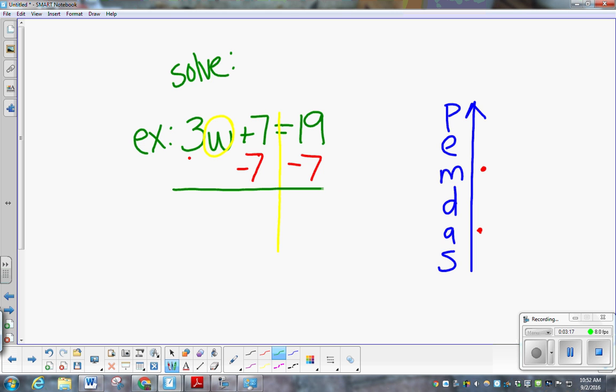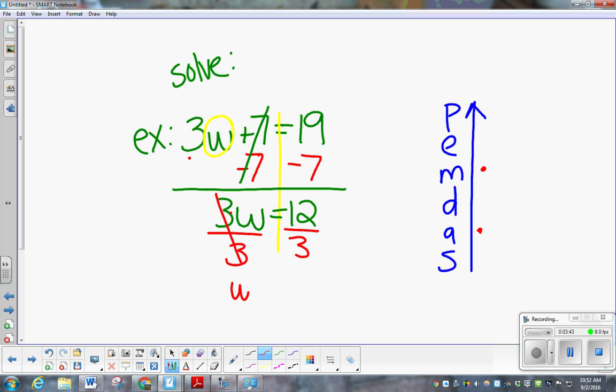Then I like to draw a line to write down what I have left. 7 minus 7 is 0. We don't need to write that anymore. We can just write 3w on this side. On my other side, 19 minus 7 is 12. Now I just have a one-step equation like we talked about before. We need to undo the 3 being multiplied to the w. It's right next to it, so it's being multiplied. To undo multiplication, we divide. That's our inverse operation here. So now w equals 4. You can plug that back in to check. If I plug it into my equation, 3 times 4 plus 7, 3 times 4 is 12, plus 7 is 19. So it works. w equals 4.